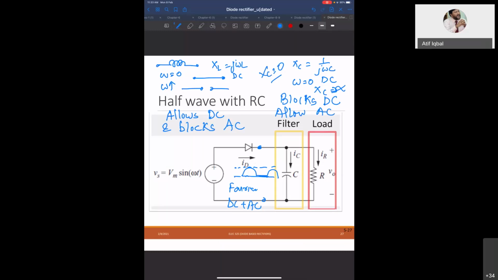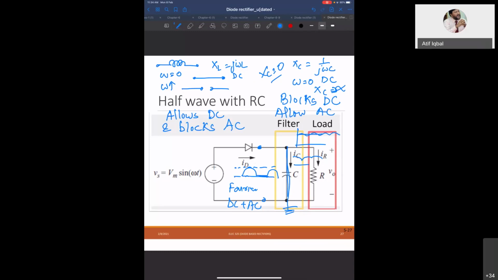Okay. So whatever is the AC component, it will pass through this capacitor and go into the ground. So most of the ripple will finish. What you get here is like this. You will get a filtered output. It's not perfect DC. If you have a very big capacitor, then it will be like perfect DC. Otherwise, it will have some ripple.